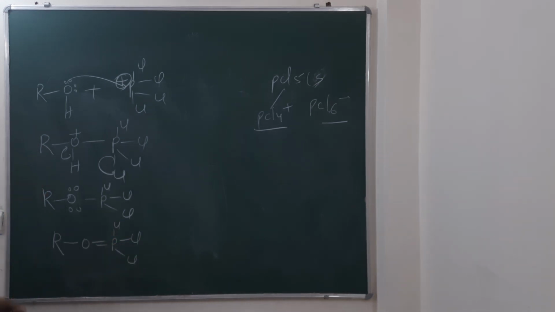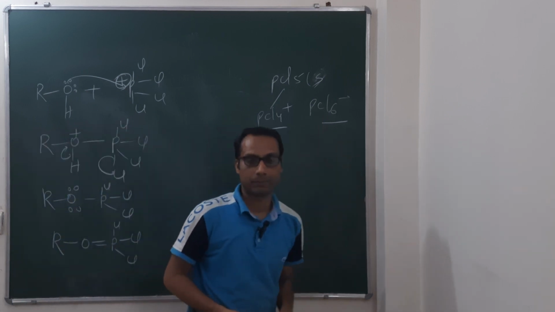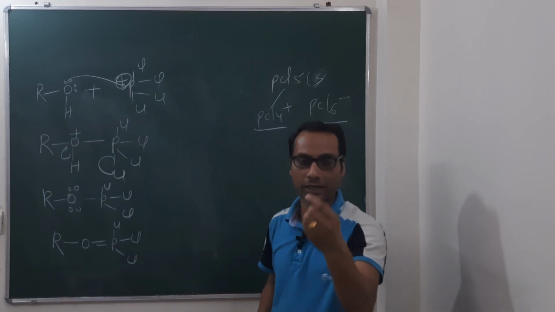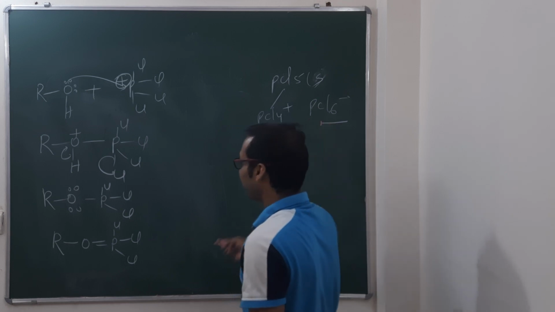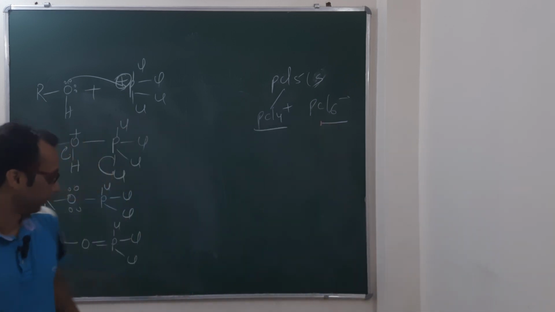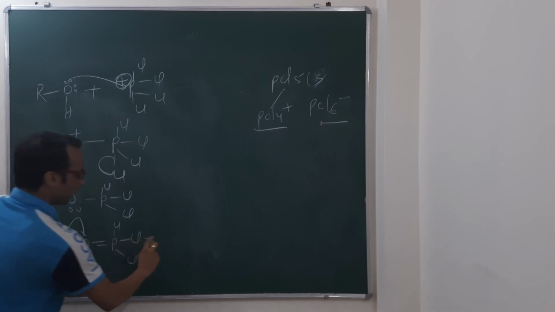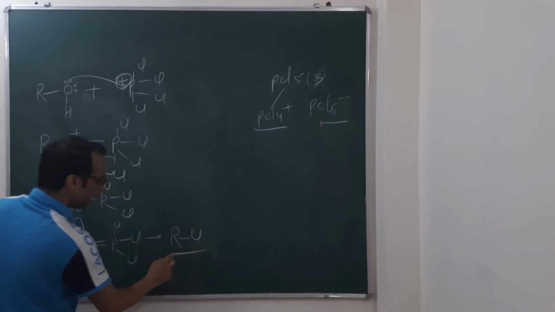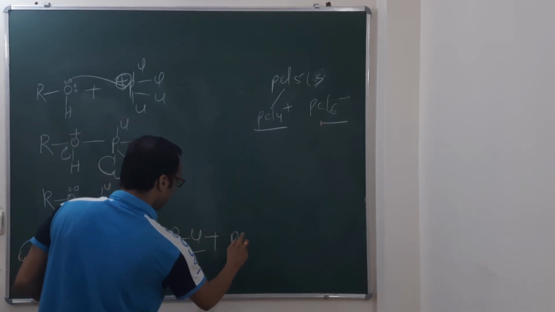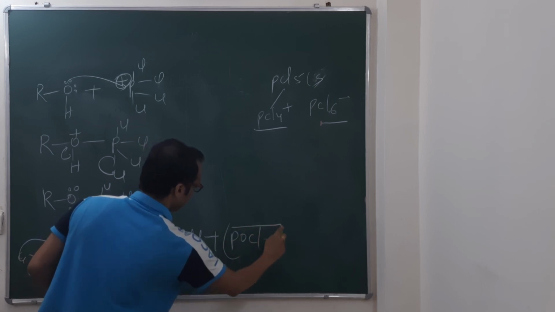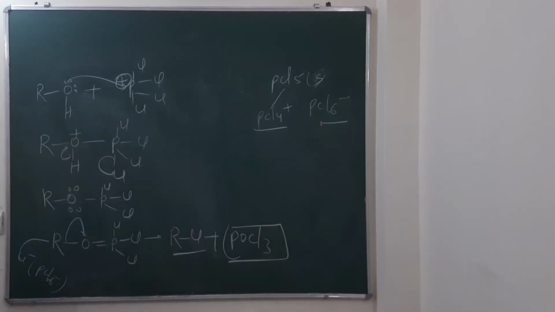Now see, what is the use of PCl6 negative? PCl6 negative means it is rich in electrons. So PCl6 contains that extra electron. So the Cl negative, from where did it come? It came from the PCl6 negative. That attacks the alkyl group, and it will leave the position and form RCl plus POCl3. This is the mechanism.